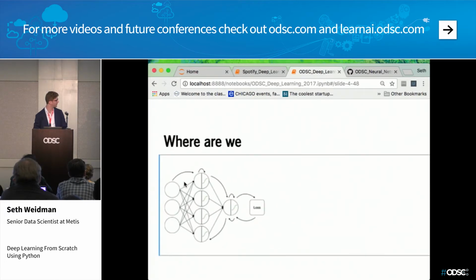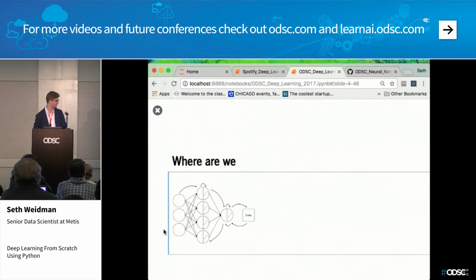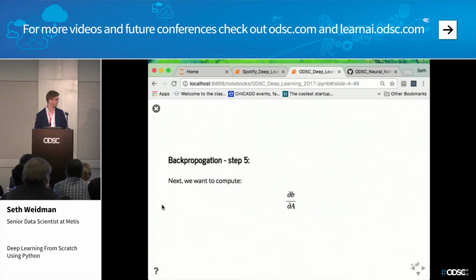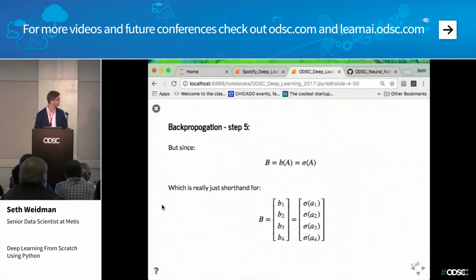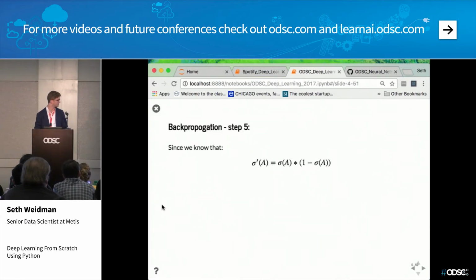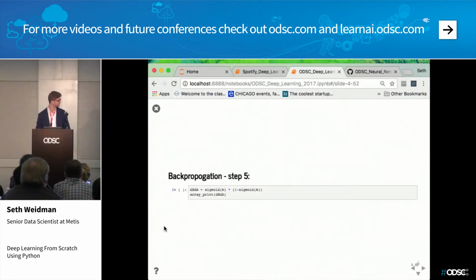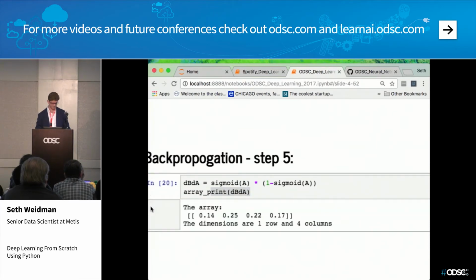All right, where are we? Well, we've kept going backwards, so now we're there. I'll go a little more quickly through the last couple of steps. Next, we're just going to compute the partial derivative of b with respect to a, and this is also a sigmoid. So the answer here is sigmoid of a times 1 minus sigmoid of a, because of the derivative of the sigmoid function. And that's that.